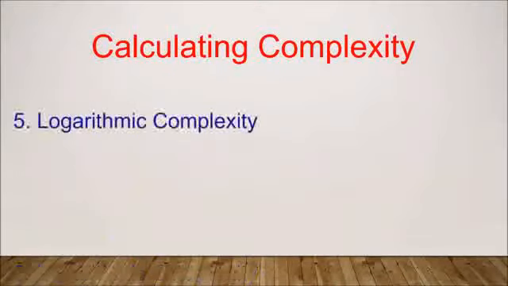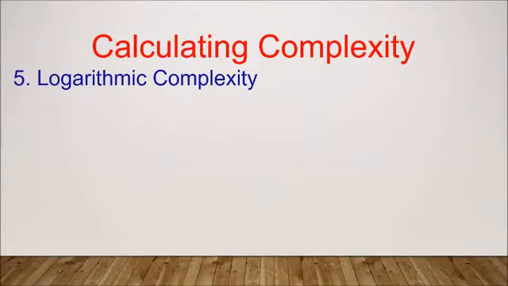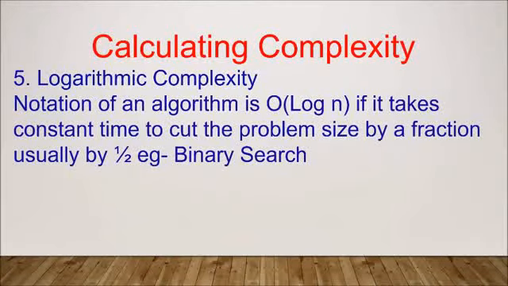Fifth one is logarithmic complexity. This is the last complexity. So basically the notation of an algorithm is O log n if it takes constant time to cut the problem size by a fraction, usually by half. Example, binary search. So why are we using logarithmic? Because it is not confirmed.